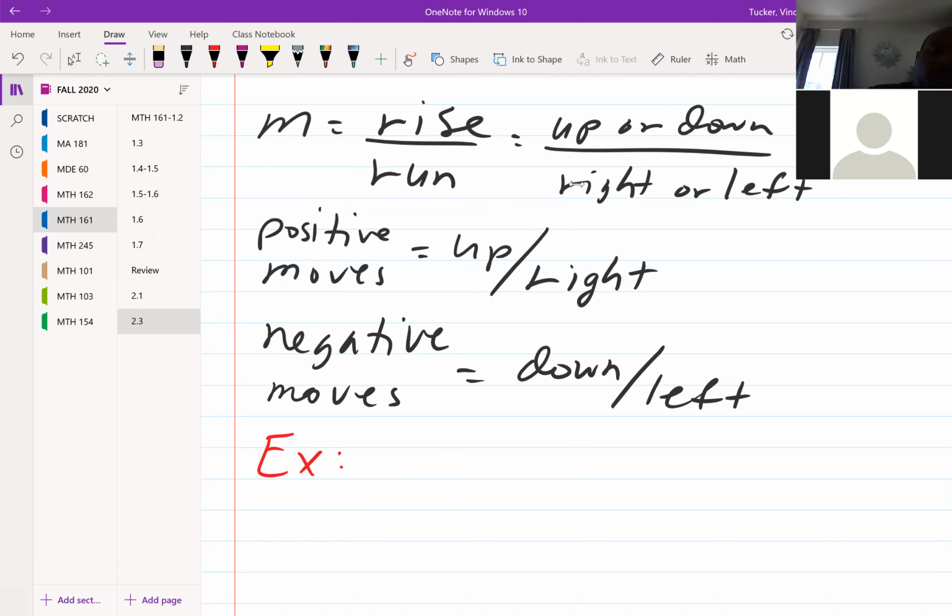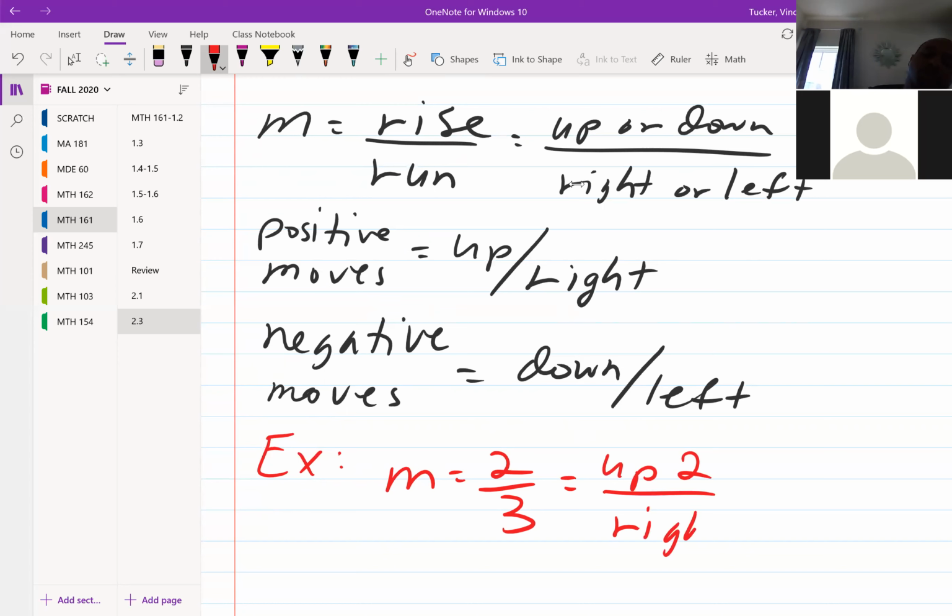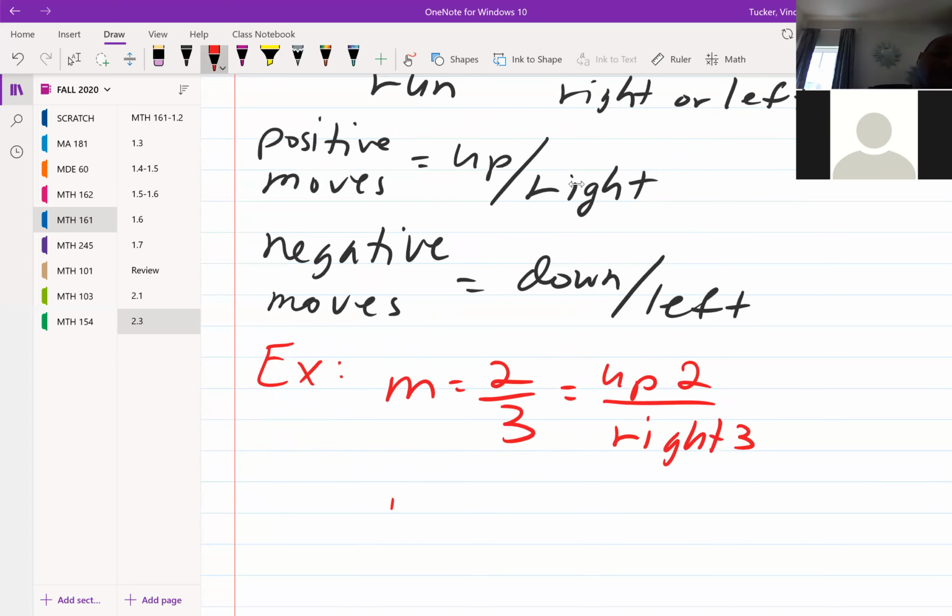So, for an example, if I had positive 2 over positive 3, it means I will go up 2 and right 3. Or if I had negative 10 over 7, and that negative cannot go to the top and bottom because remember, negative over negative is positive.